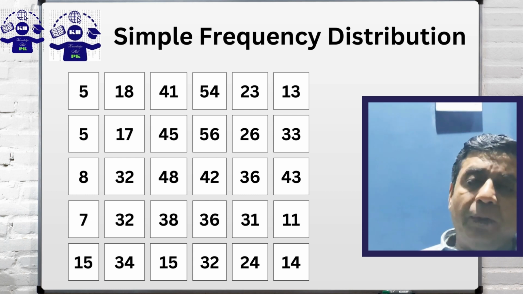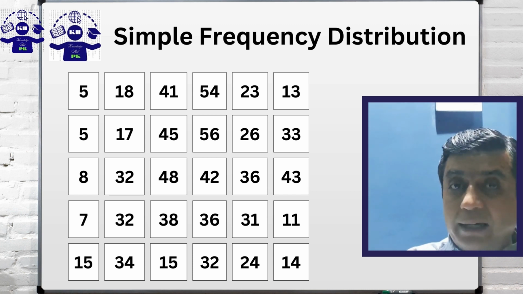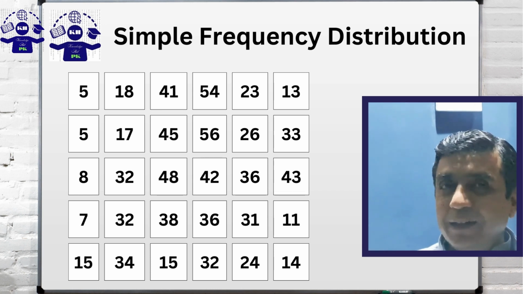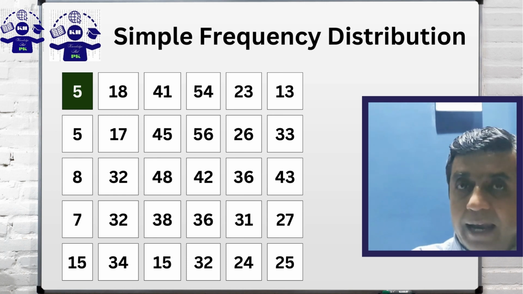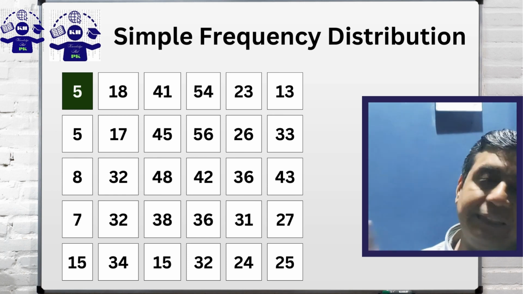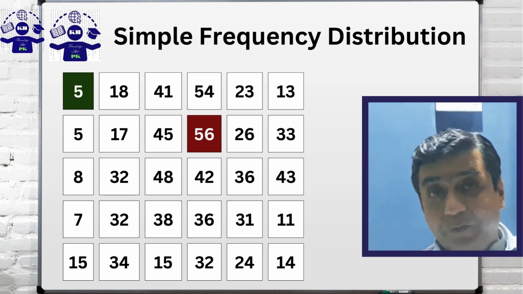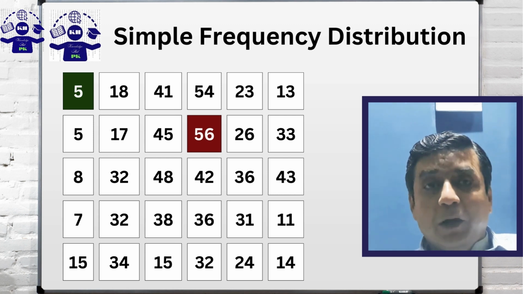The first step in constructing a simple frequency distribution is to arrange the data, organize the data. We are going to organize this data in ascending order, which means we will be finding out what is the lowest value in this data set and what is the highest value in this data set.